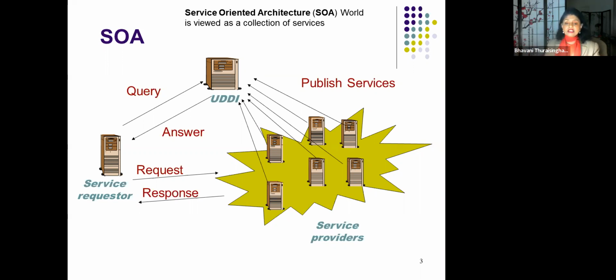Okay, so what is this SOA? So there is a service requester. Now, the service requester could be a patient, service requester could be a student, or someone who wants to book an airline reservation, a traveler. So the traveler or the service requester has to get a service from the service provider. But in general, he or she may not know who to go to. So he has to go to some sort of directory, which you can think of as Yellow Pages, right?